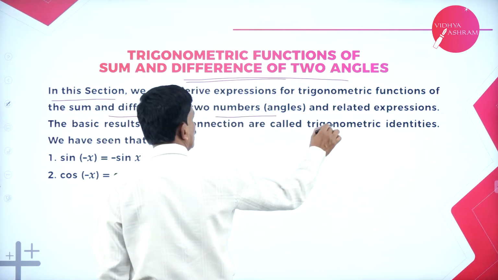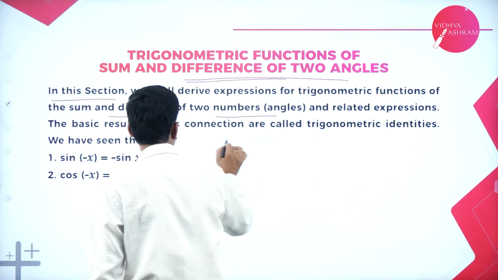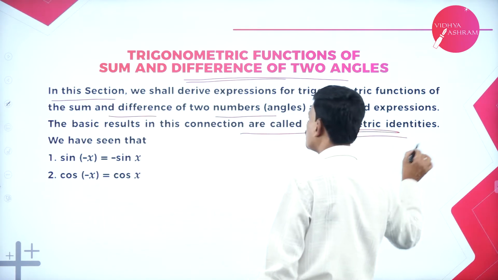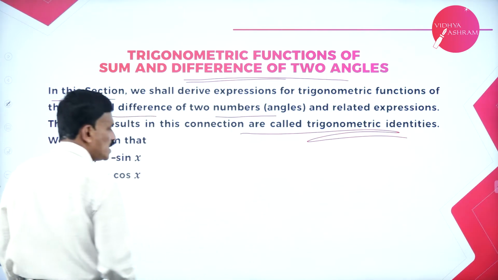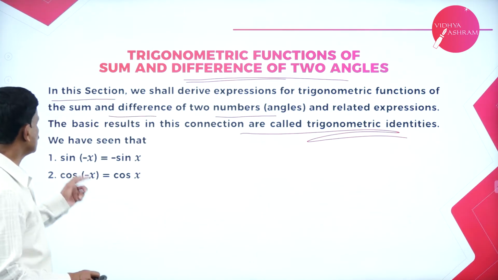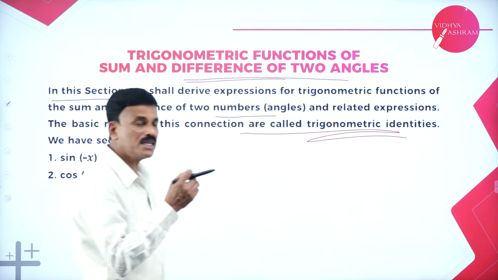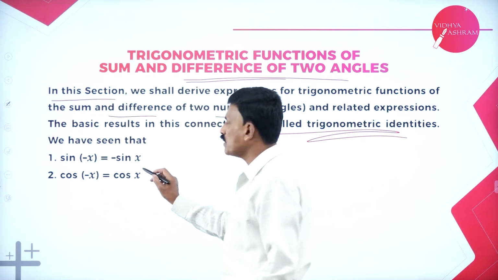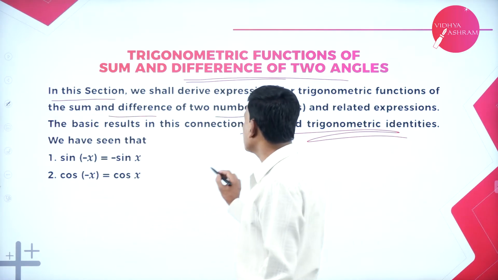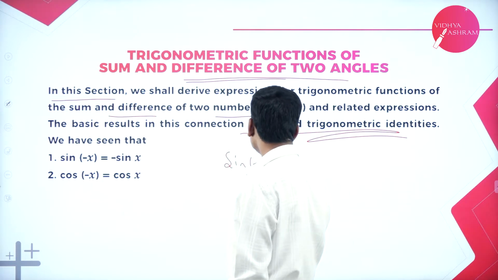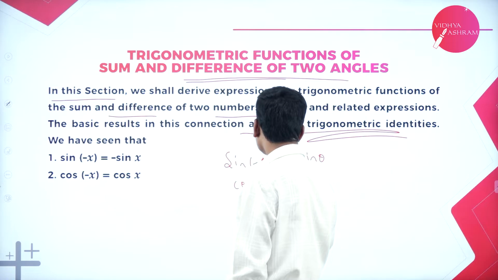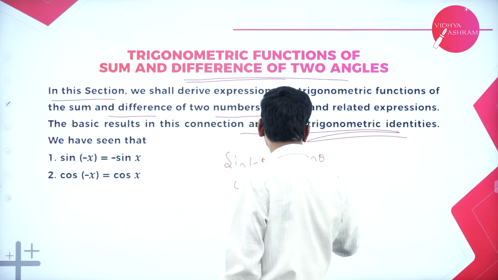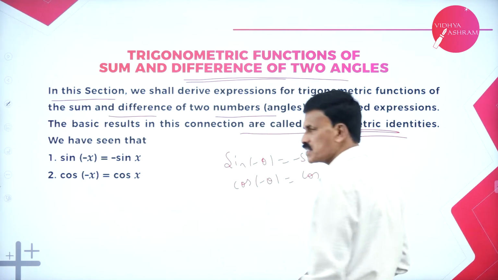angles, and related expressions. The basic results in this connection are called trigonometrical identities. We might have studied in allied angles, sine of minus x is equal to minus sine x, and cos of minus x is equal to plus cos x. Sine of minus theta is equal to minus sine theta, and cos of minus theta is equal to plus cos theta. That is what we have studied so far.